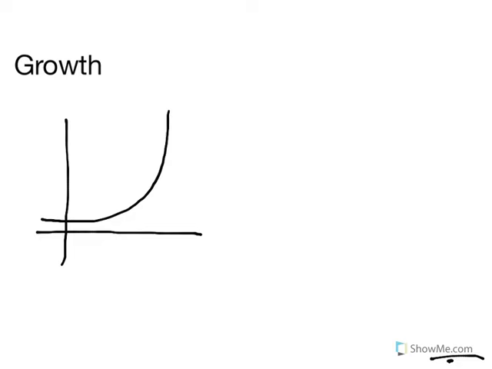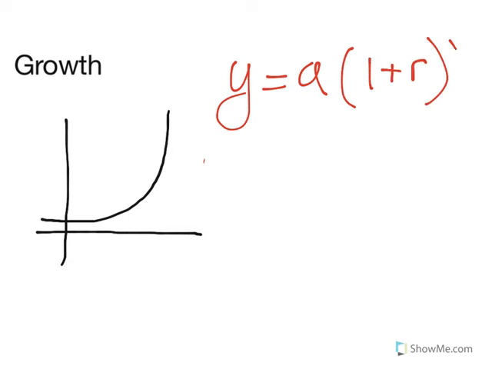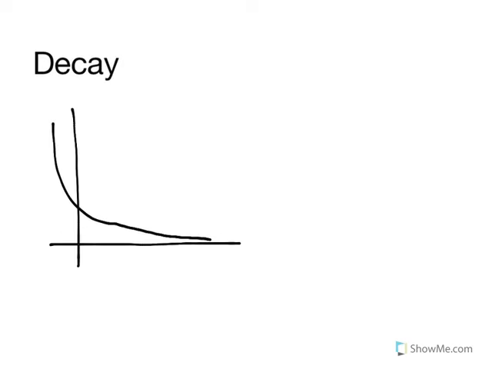Just like on the other slide, this graph is growth. You can tell because of the increasing manner of the graph. The equation for exponential growth is y equals a times 1 plus r to the x.